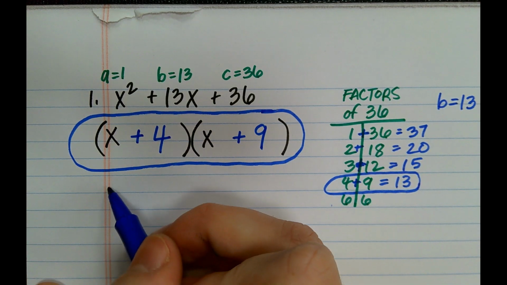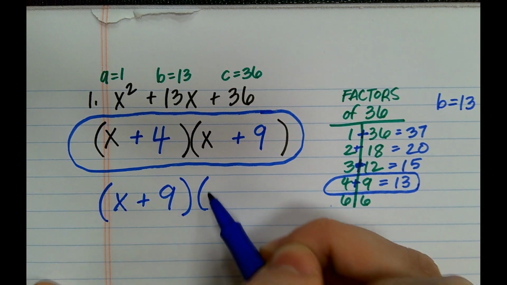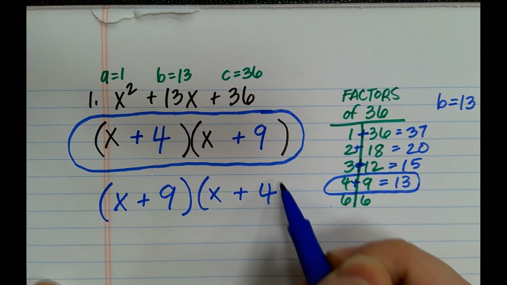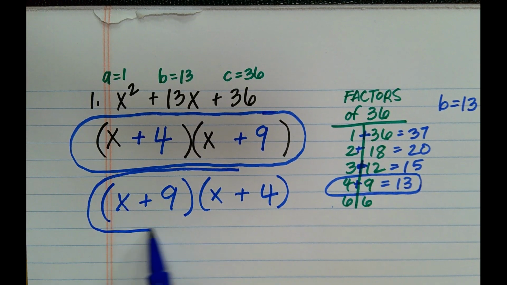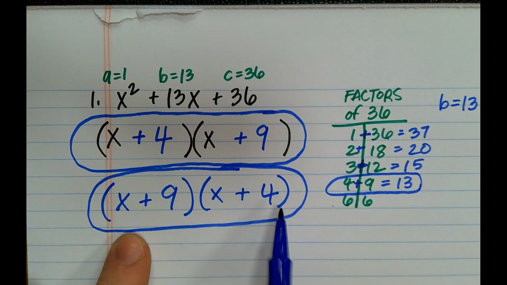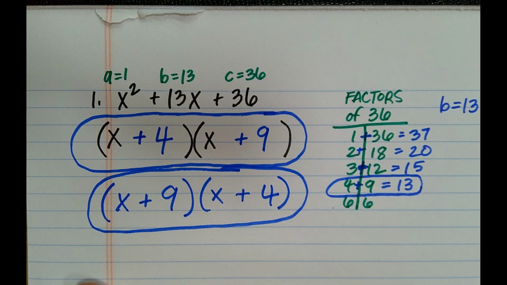Did anybody instead get x plus 9 times x plus 4? If you did, this is also correct. Both of these are right. It doesn't matter what order it's in, as long as your numbers are correct and your signs are correct. Any questions about number 1?